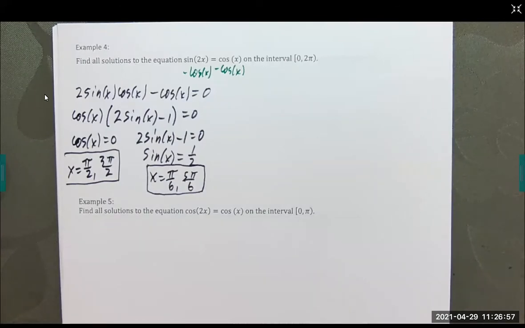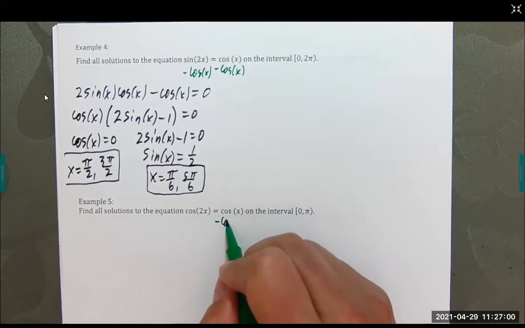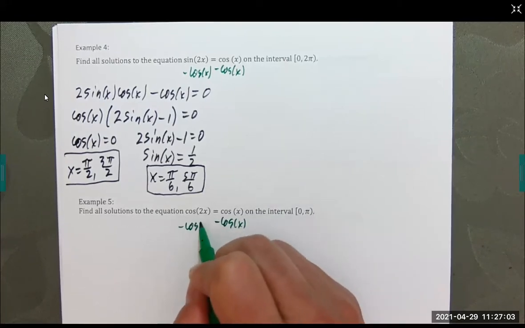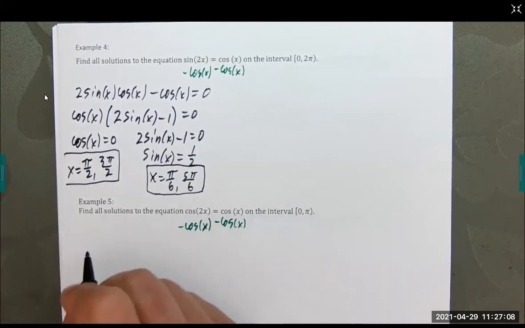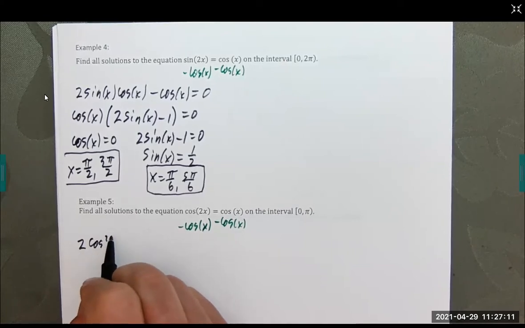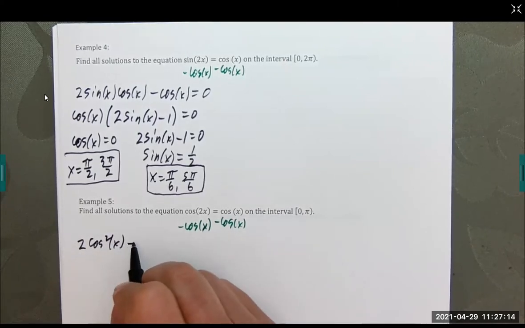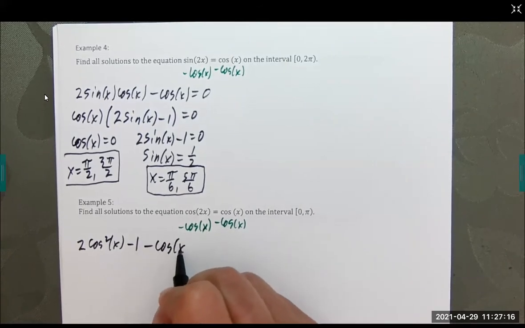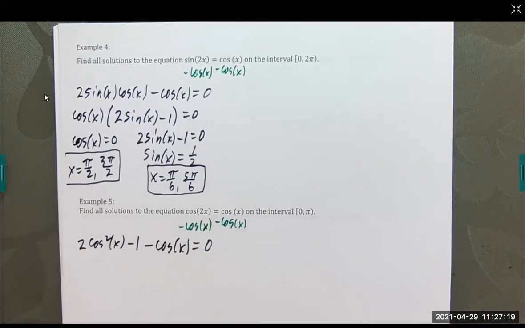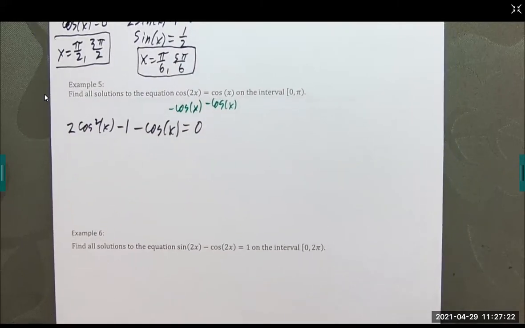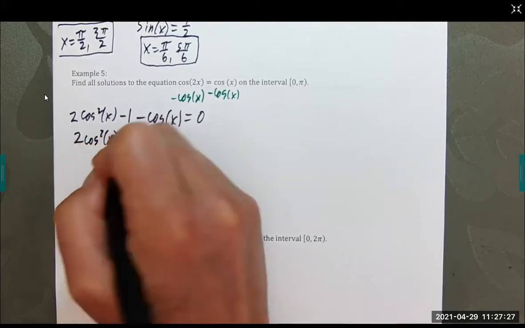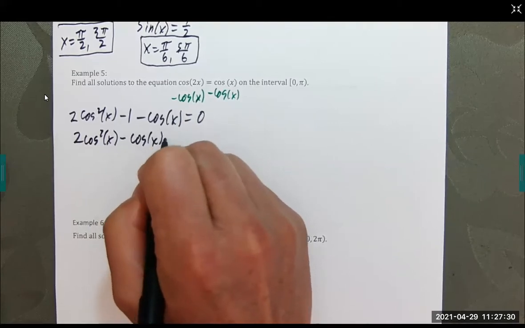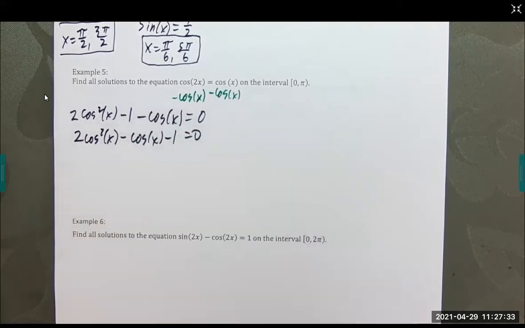And like I did with the previous problem, I'm going to subtract this cosine x to both sides. So cosine 2x becomes 2 cosine squared x minus 1 minus cosine x equals 0. And I'm going to rearrange that so it's a little bit easier to factor. So 2 cosine squared x minus cosine x minus 1 equals 0. So I just swap those two out. And now I'm going to factor it.